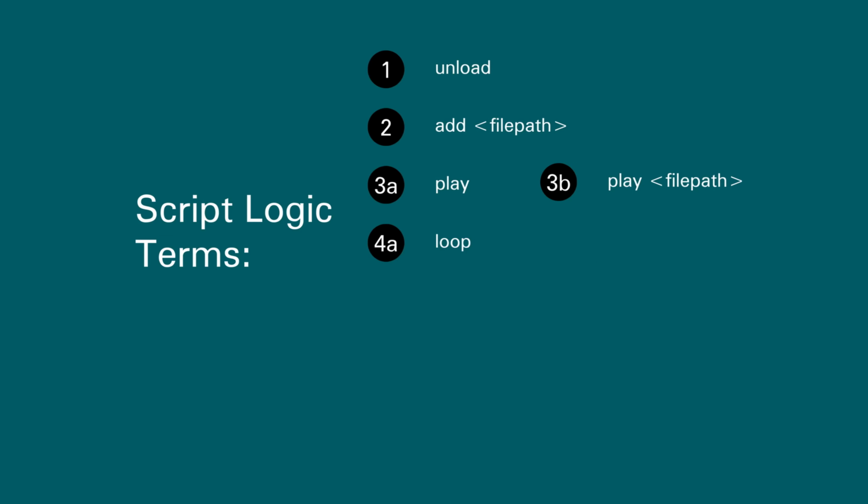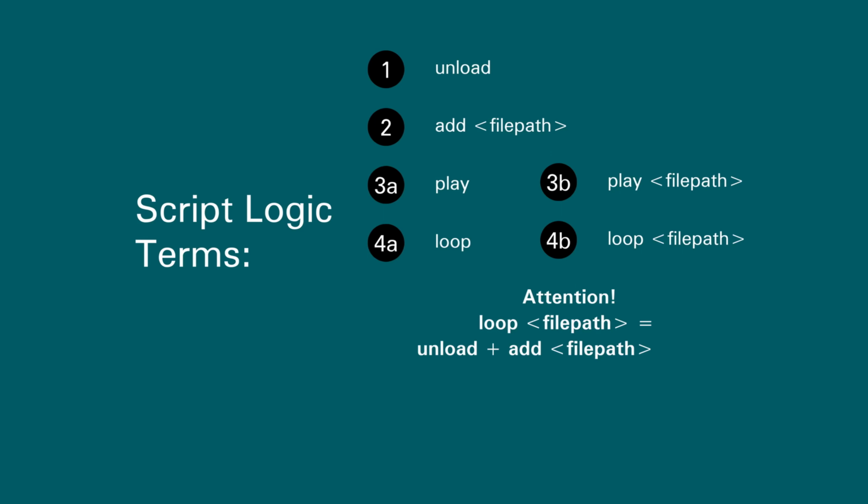Loop starts or continues a playback, and at the end the playlist will be started from the top, or simply looped. Attention! Also here there is a significant difference between a loop and a loop filepath command. Loop filepath unloads any active playlist and loads the chosen file, folder or CMA project and starts it immediately. At the end the playlist will be started from the top, or simply looped again.